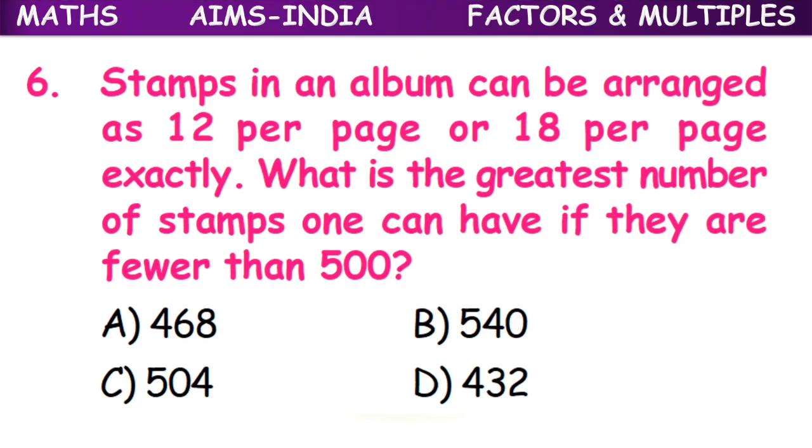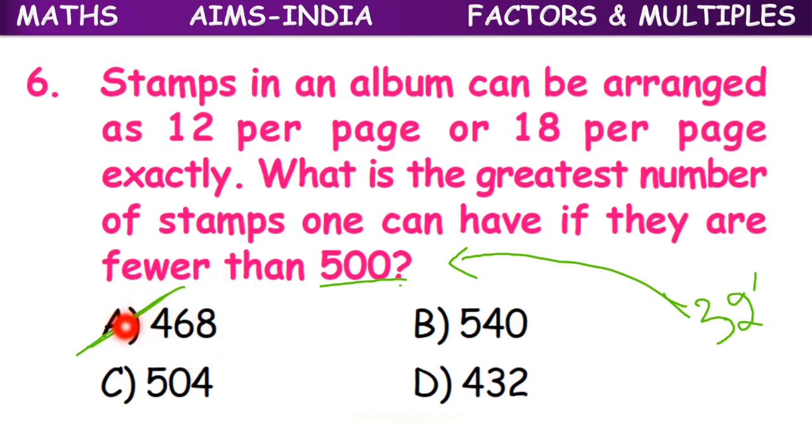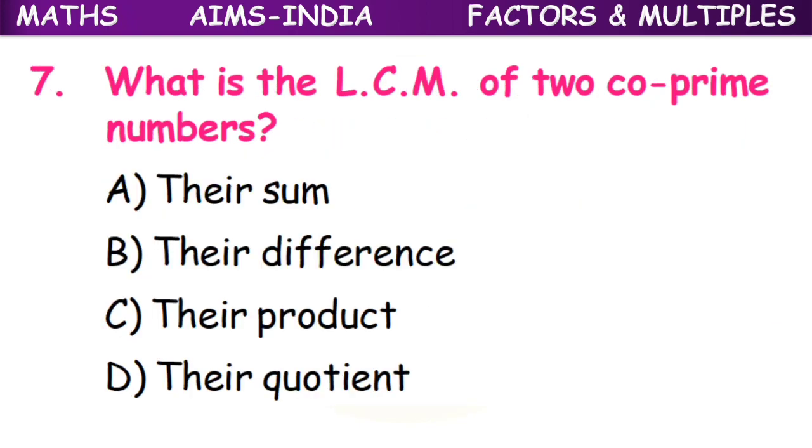Clear, children? What did we do? First we found out the LCM of 12 and 18, that is 36, and we divided 500, the number that was given to us, by our LCM, 36. Then we got what? 32 as our remainder. 32 stamps were remaining. So we removed that 32 from 500 and we got 468. Now this is a multiple of our 36, so that when these are arranged in groups of 36, the remainder becomes 0.